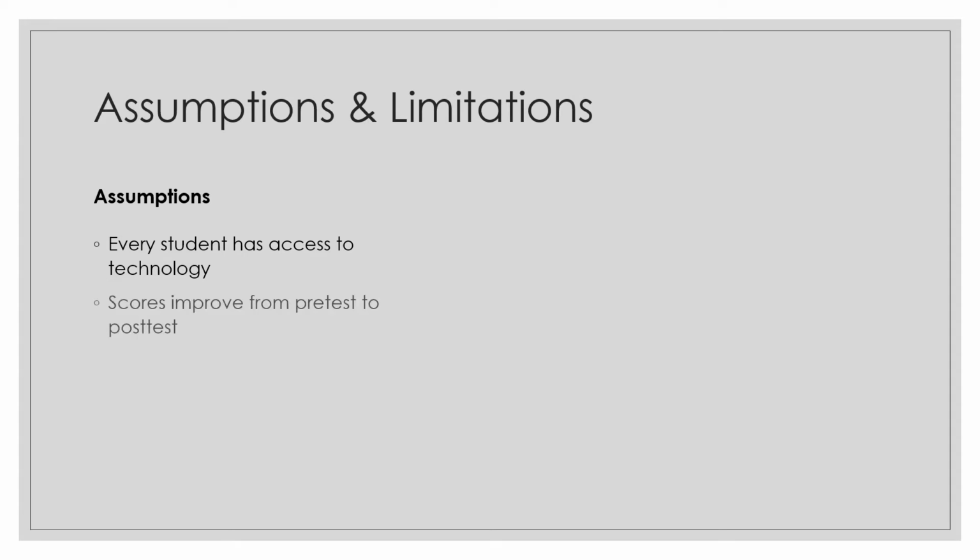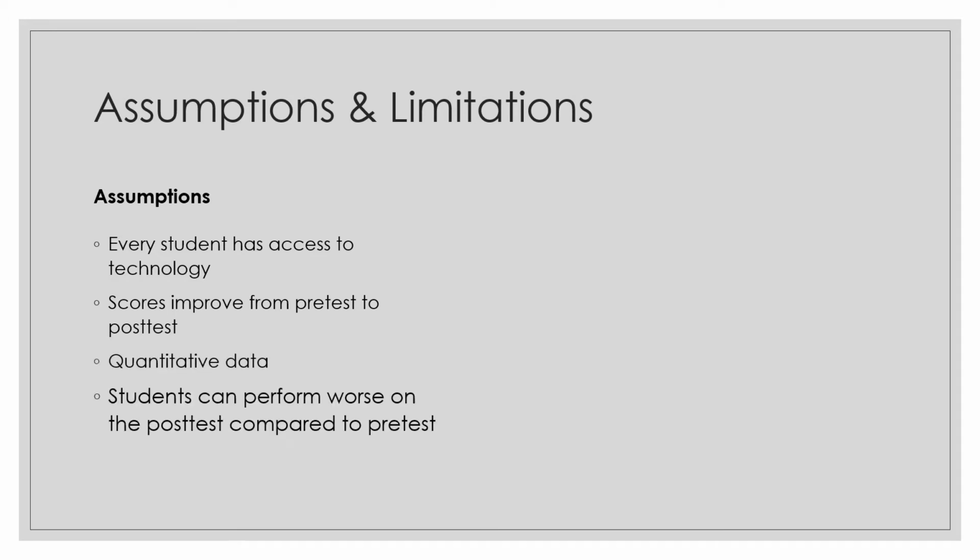There are a couple of assumptions and limitations. The assumptions are, first, every student has access to technology. We're going to assume that they can come into the lab and get their work done. Scores improve from pre-test to post-test. That's a part of our hypothesis. We're going to have quantitative data, and students can perform worse on the post-test compared to the pre-test. And students tried on both exams.